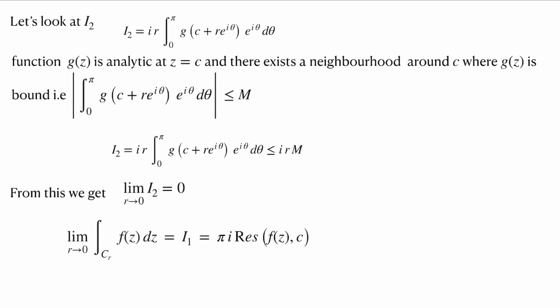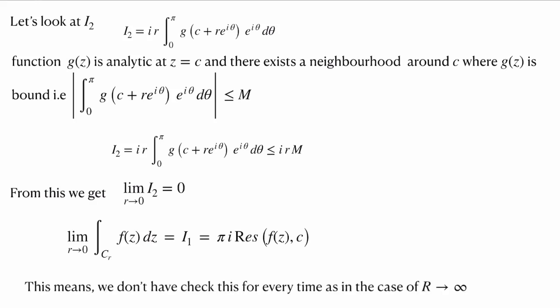Now we have the limit r going to 0 of the integral over contour C r of f of z dz, that is I1, given by pi into i residue of f of z at z is equal to c. So this is the result which we are interested in. One of the advantages of this result is that once we use the indented contour, we know the value of the integral, so we can straight away use this theorem. However, in the case of the outer contour, which we take all the way to infinity, every time we have to evaluate and ensure that it goes to 0 as the limit r goes to infinity.